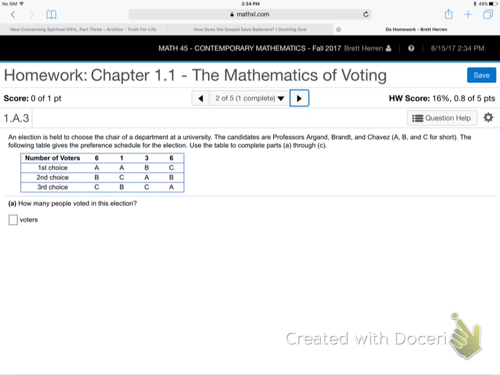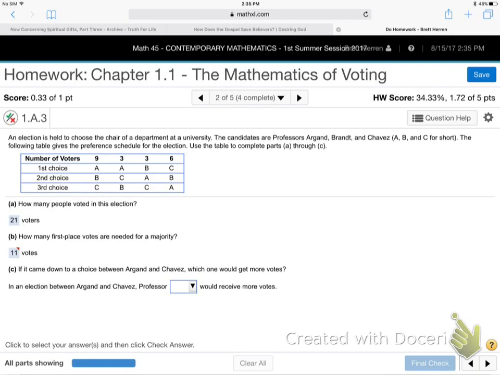Is that big enough? Here, let me. All the parts are shown. We'll have to keep going back and forth. All right, there we go. So same kind of question, different numbers. Can you all see that okay?